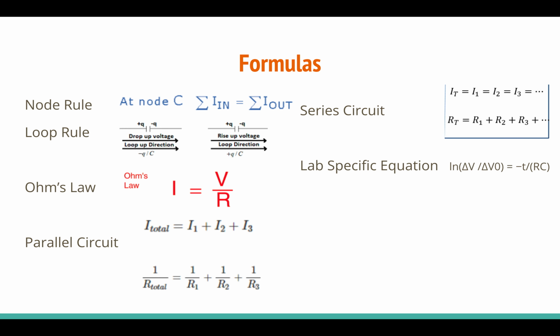So some important formulas, and I already brought some of these up: Ohm's law, parallel circuits, series circuits, node rules, and loop rules. Really the only new one is the lab specific equation that was given to us, and that is that the ln of the change in the voltage over the change in the voltage initial is equal to the negative time over RC. And RC is the time constant which we are looking for in this lab.